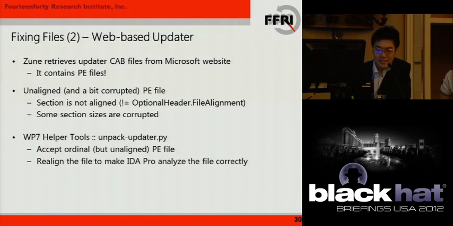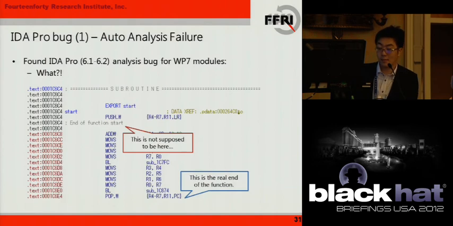Talking of correctness, we need to care about the version of IDA Pro, because earlier versions of IDA Pro had an analysis issue with Windows Phone 7 modules. Well, looking at the disassembly, it's very clear. The function ends in the first instruction. This is not supposed to happen. It's not good.